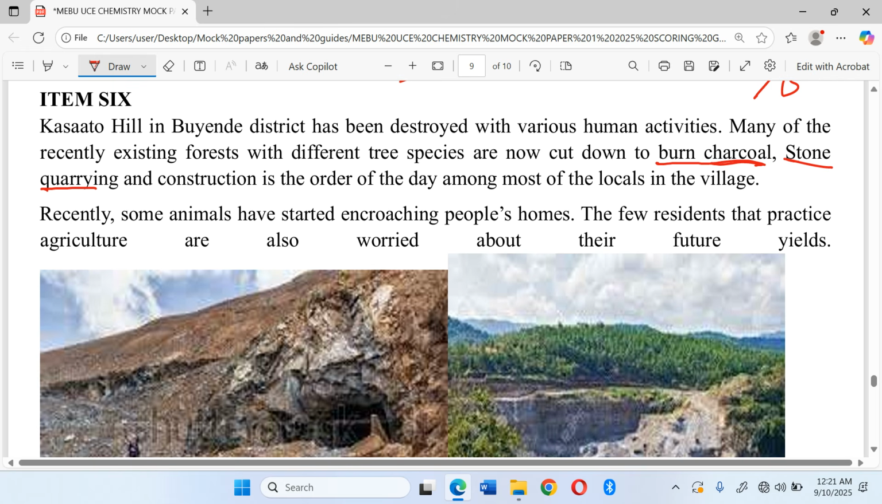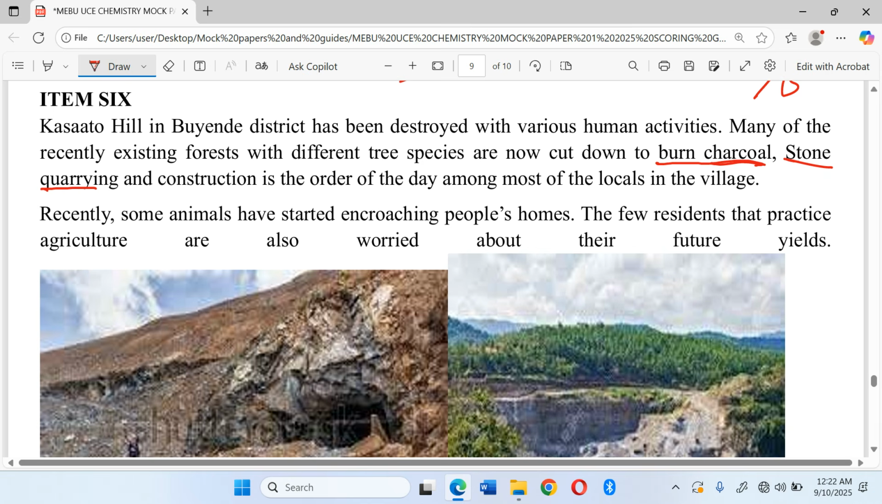So what natural resource is being affected? When they burn charcoal, what will be happening to our air? Our air will be spoiled. Stone quarrying, rocks are the ones that are being affected. So we can now give a solution, which means here we have different responses.